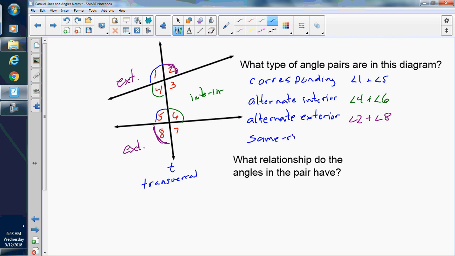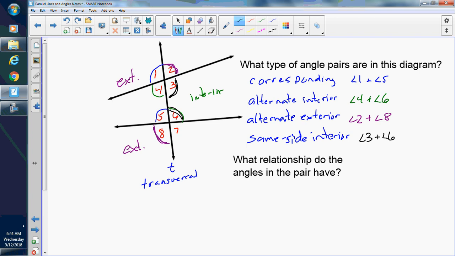And the final type is same side interior. Like the name says, they have to be on the same side, so angle 3 and angle 6 are the same side interior. The other pair happens to be 4 and 5.